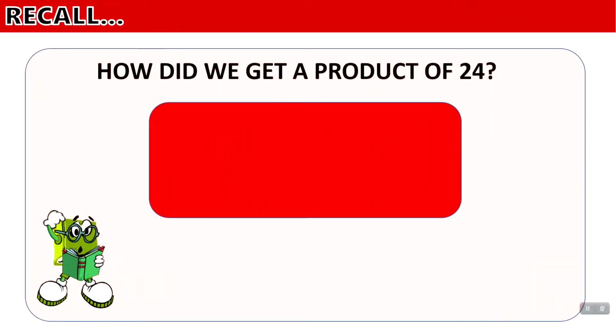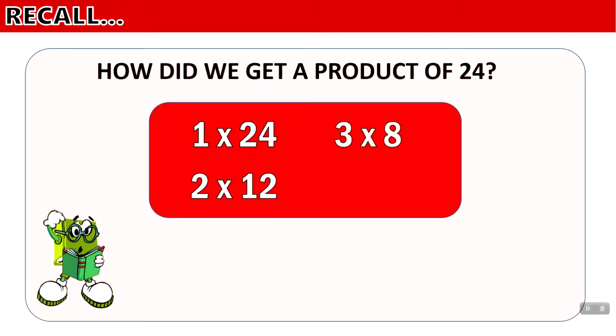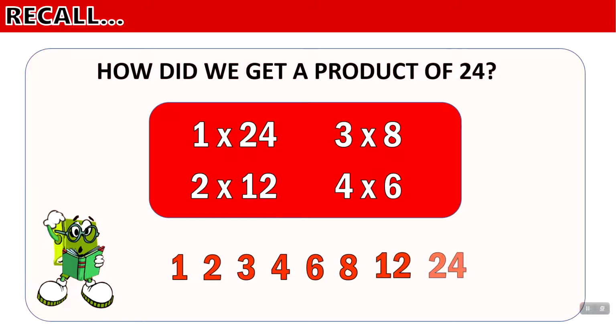So let's look at how we got 24 through multiplication. We didn't do this one, but we know 1 times 24 is 24. 2 times 12 is 24. 3 times 8 is 24. And 4 times 6 is 24. Therefore, 1, 2, 3, 4, 6, 8, 12, and 24 are known as the factors of 24 because we started out with those numbers and multiplied them by another number to give us 24.